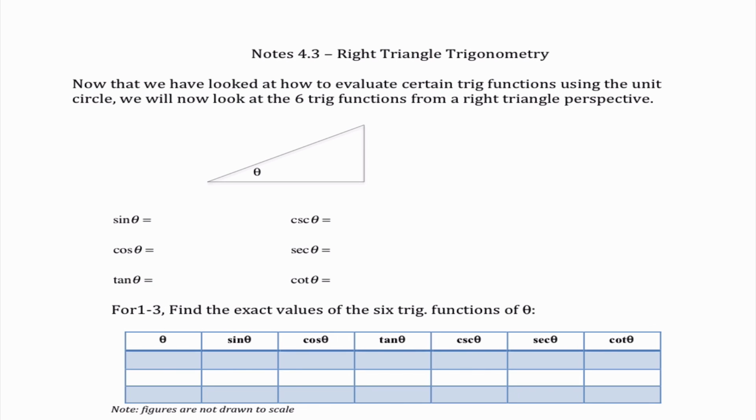Just to recap, in our last lesson, we learned how we could use the ordered pairs from the unit circle to find the 6 trigonometric functions of a particular angle. And today we're going to be looking at that using another method. So today we're using right triangles, which is something that you are a little bit more familiar with.